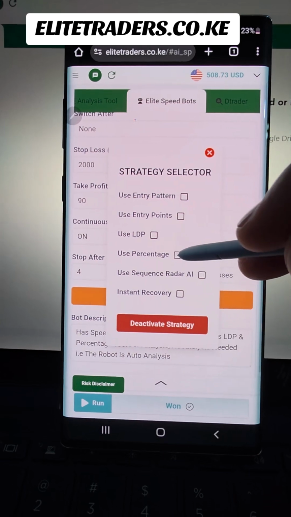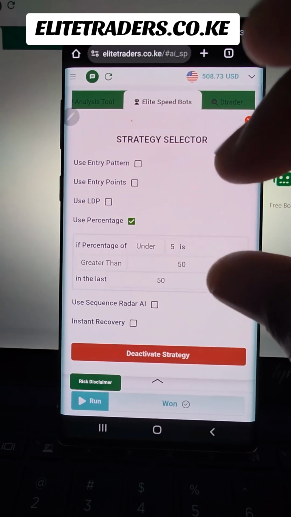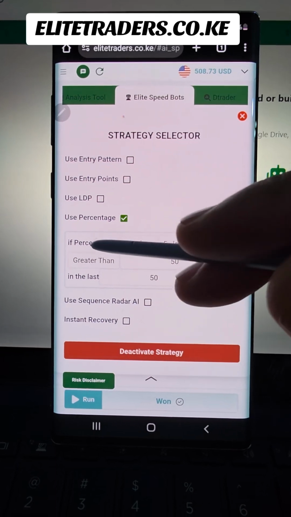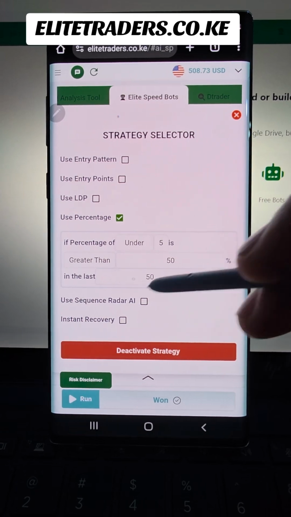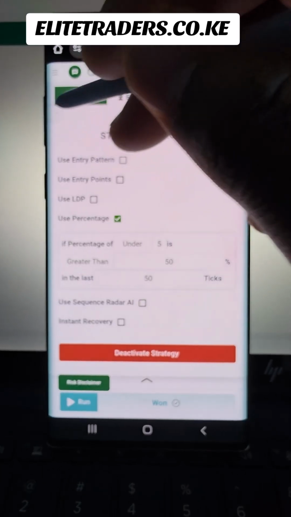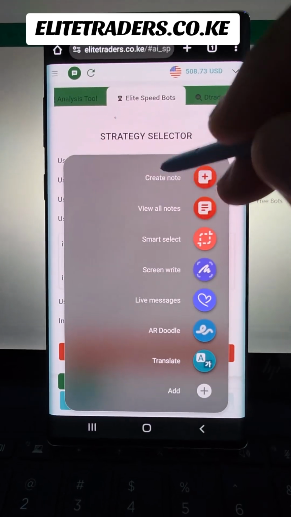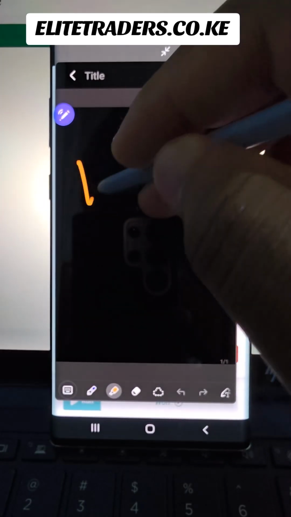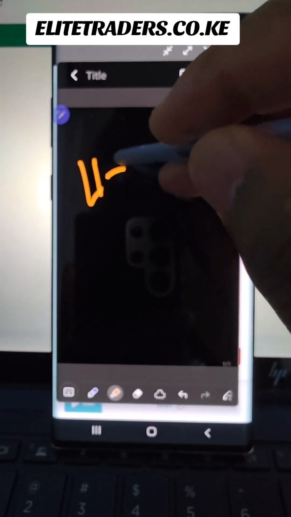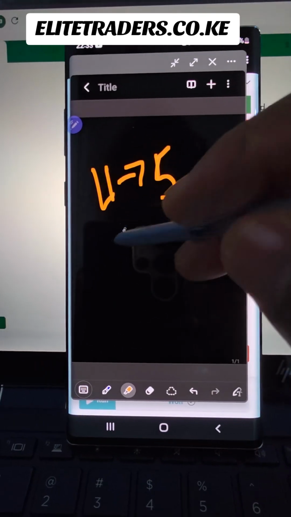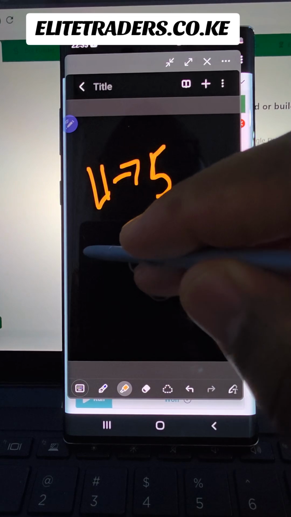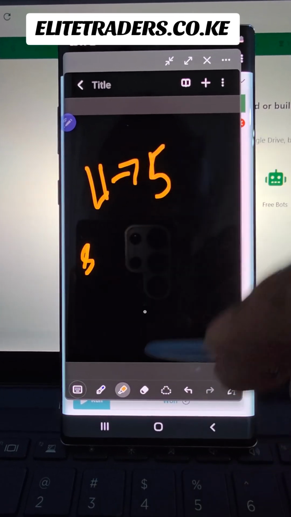The first strategy that we are applying is the percentage strategy, and here is how it works. If percentage of under 5 is greater than 50% in the last 50 ticks. Let me explain what this means. We are trading under 5. Yeah, we are trading under 5 digits. Above 5 is digit 5. No. We are trading under 5.